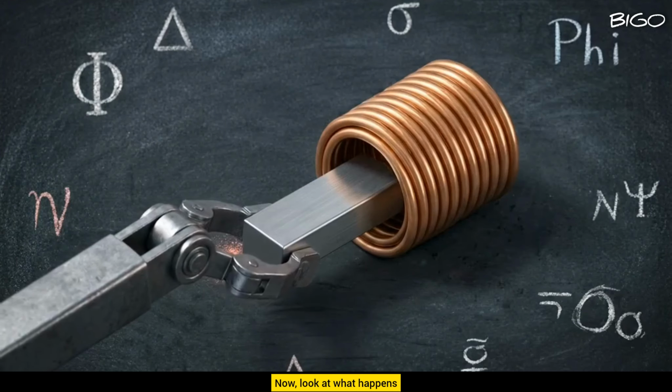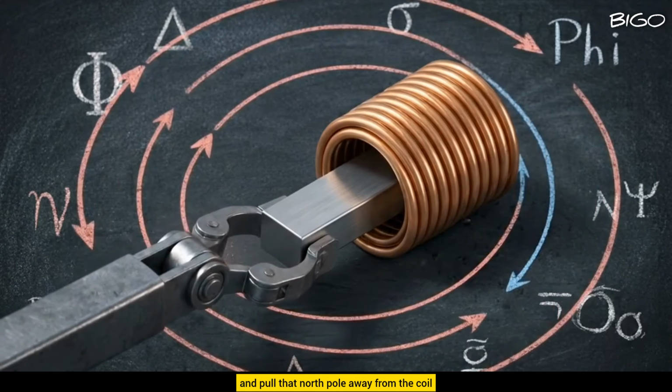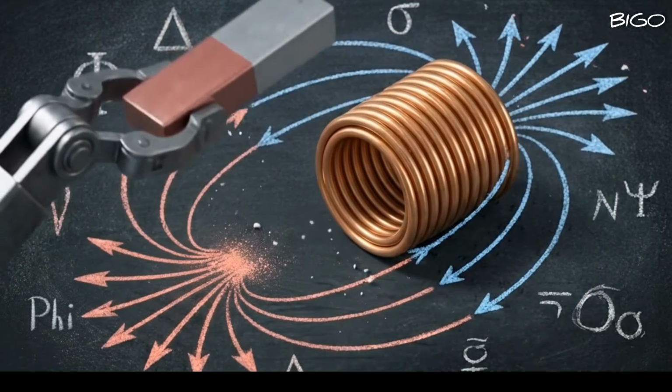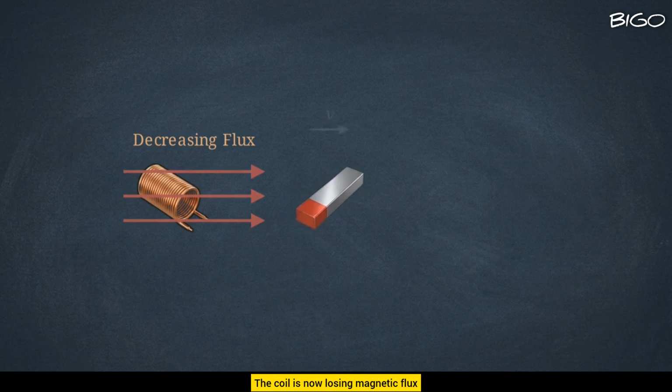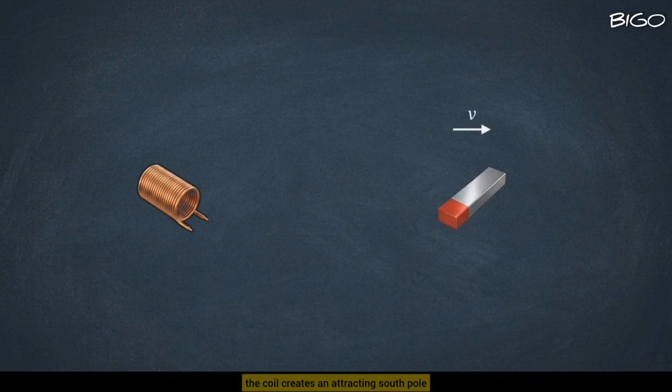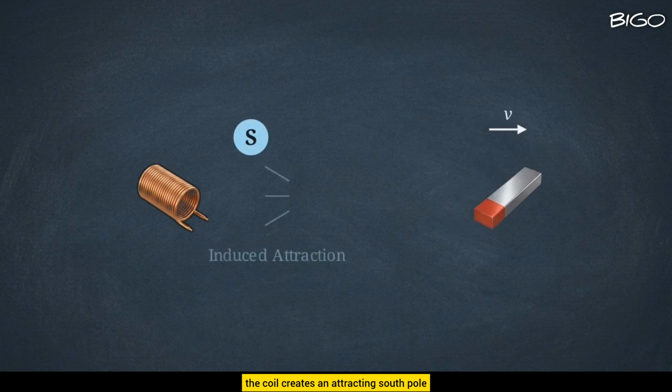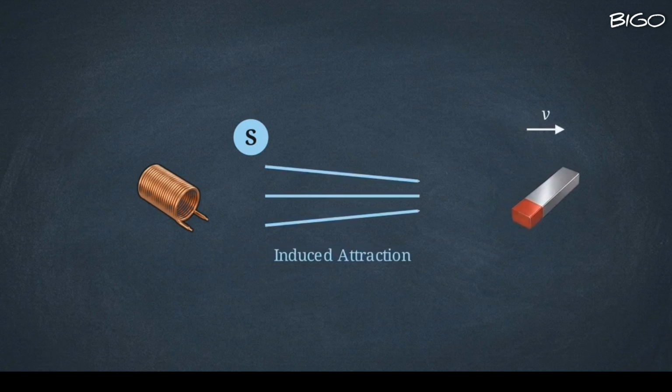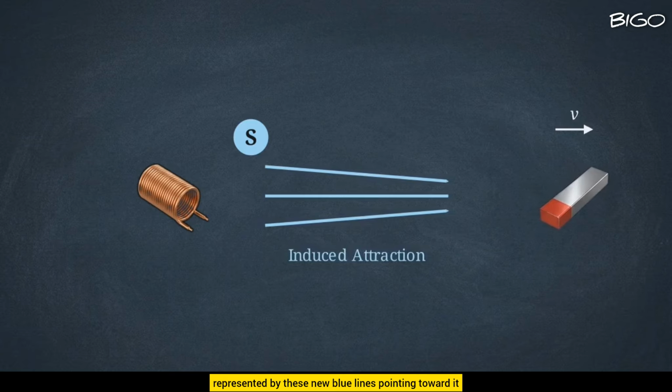Now, look at what happens when we reverse the motion and pull that north pole away from the coil. The coil is now losing magnetic flux, shown by these fading red lines. To oppose this drop, the coil creates an attracting south pole to pull the retreating magnet back, represented by these new blue lines pointing toward it.